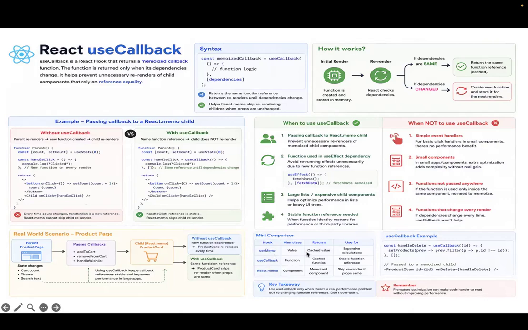So useMemo caches a value, useCallback caches a function reference. That's how it works. Initially it renders, and the function is created and stored in memory. When it re-renders, it checks the dependencies. If dependencies are the same, it returns the same cached function reference. Otherwise, it creates a new function and stores it for the next renders. Here in the example there is no return statement, only the function logic based on the dependency.